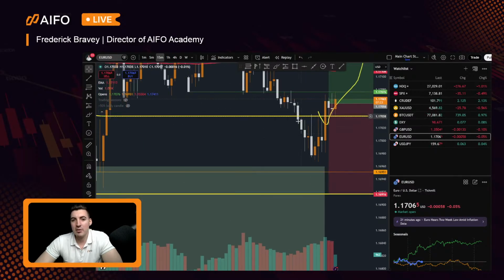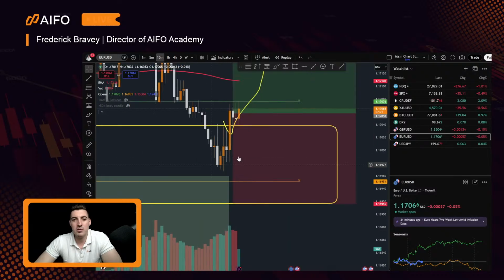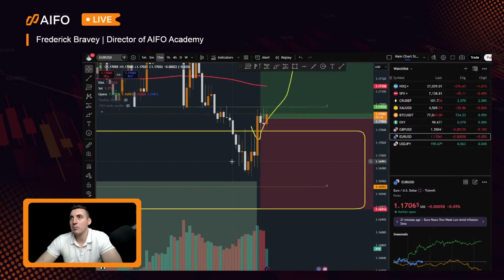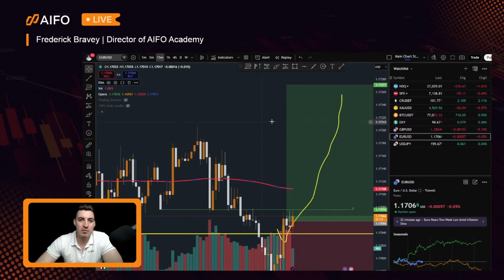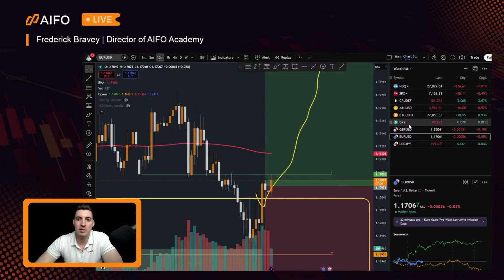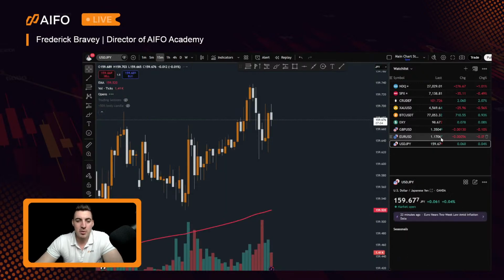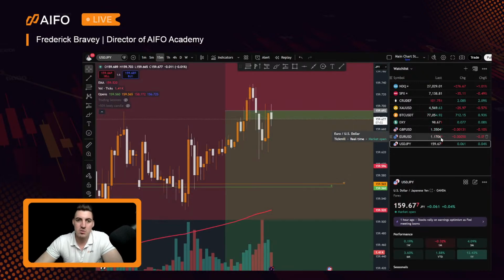But this is a nice pullback. This is a really nice pullback into this potential demand zone. If it is a demand zone, right? It's unverified. It's always subjective to the trader. But yeah, I think this is quite nice. Even if we get up to about here and then there's a reversal, I still think that was a pretty nice entry. USD/JPY should be going down.